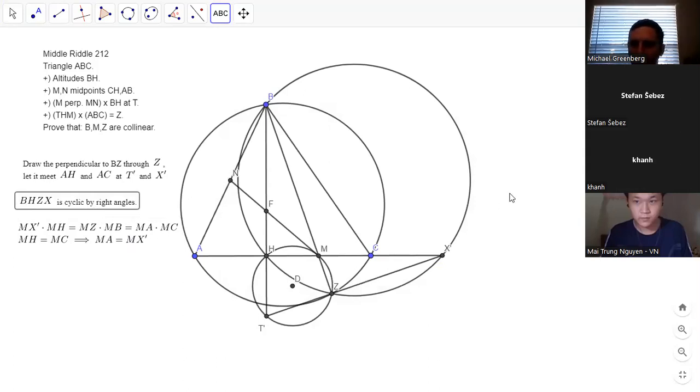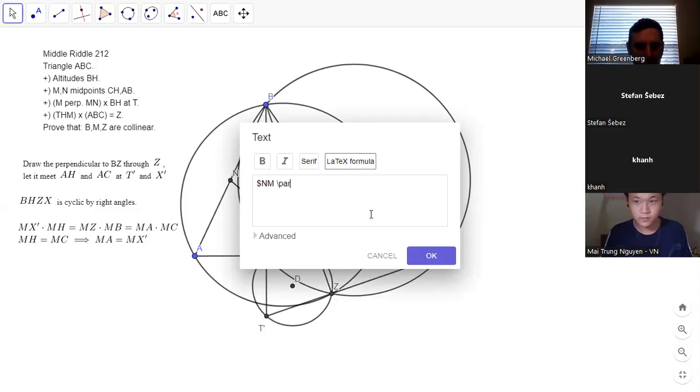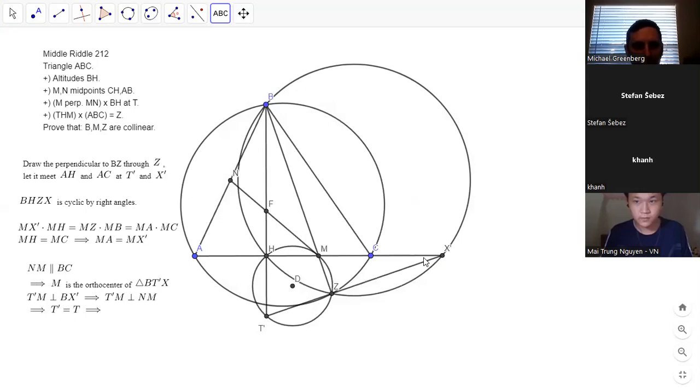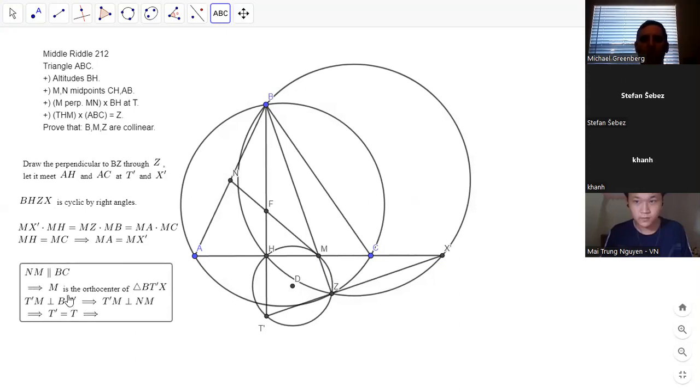Okay. So NM is parallel to BC. That means M is the orthocenter of T prime X. So T prime M is perpendicular to the X prime, and that means T prime M is perpendicular to NM, and that means that T prime equals T. So once we know T prime equals T, then yeah, that means that BM and Z are collinear.